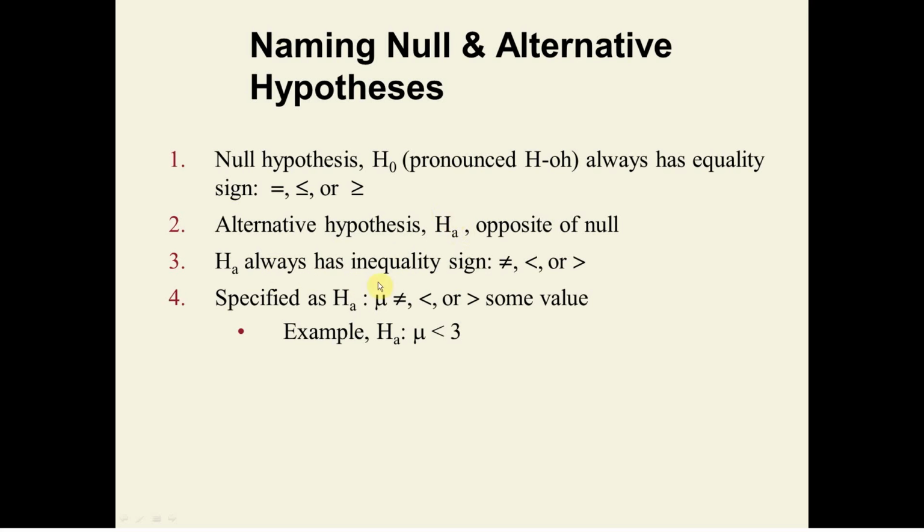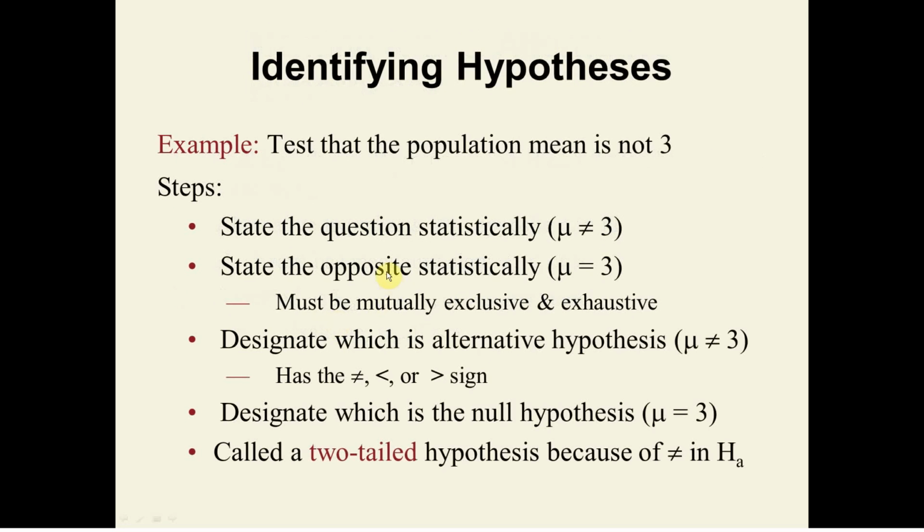So the alternative always has the inequality, the null has the equality, and you always write that out by convention, and the tests that we compute will always assume that that's the way things are written. So, for example, we might say the alternative hypothesis is mu is less than 3. That means that H naught would be mu is greater than or equal to 3. And we would just write those both down.